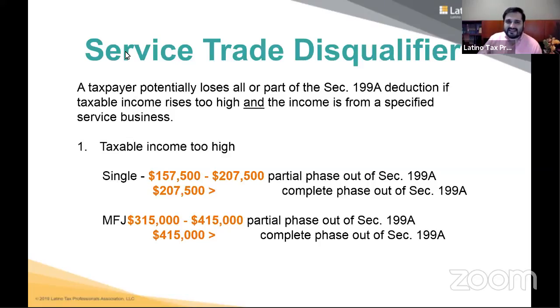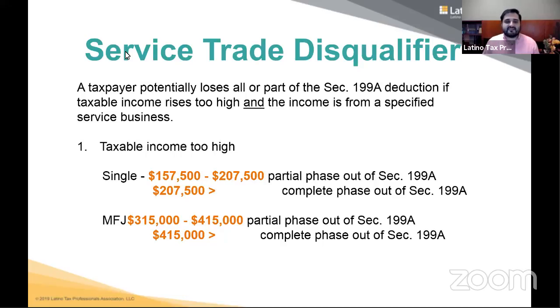Now, things get tricky when you go above the magic numbers. Remember the magic number: if you're single, it's $157,500. If you're married, it's $315,000. These are your key numbers. If you're below those key numbers, don't worry. Everything's all gravy. You're going to get, for the most part, that deduction. If you start going above those numbers, and these are taxable income numbers, if your taxable income is above $157,500 if you're single, or above $315,000 if you're married, then there are going to be disqualifiers. There are going to be limitations.